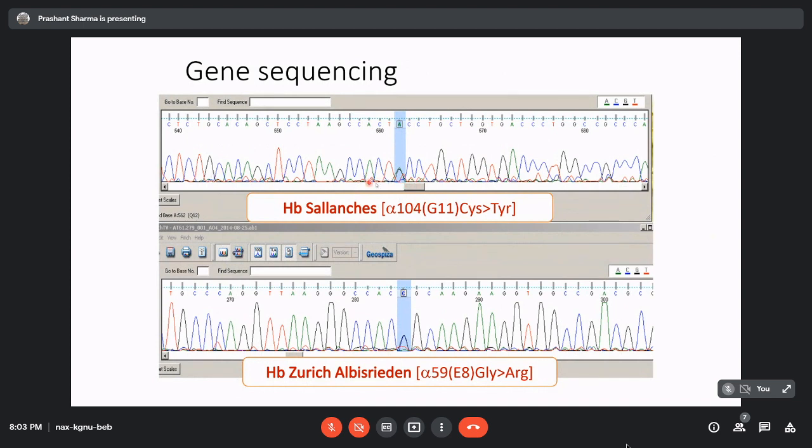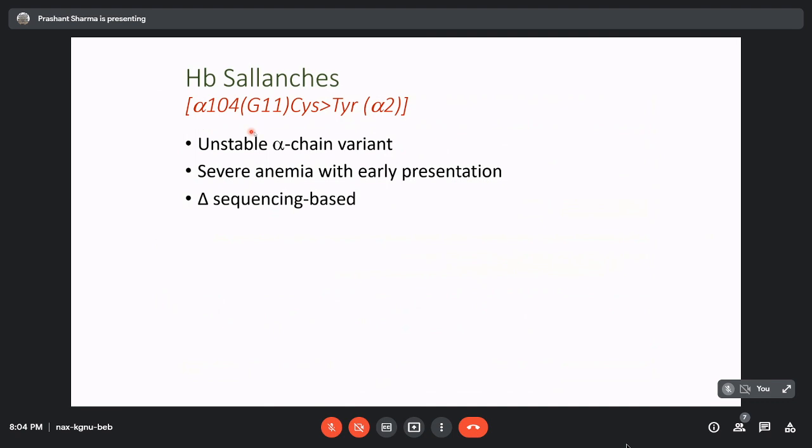So when we did the sequencing, the patient actually had 2 unstable hemoglobins that he had co-inherited, both in the alpha globin genes. So this was something called hemoglobin Sil Silentius, which is relatively frequently found in India. And the other one, again in the alpha globin gene, was hemoglobin Zurich Albisrennen. So hemoglobin Sil Silentius is a single nucleotide substitution, which results in an unstable alpha globin chain, results in severe anemia with early presentation, and the best way to recognize it is by sequencing.